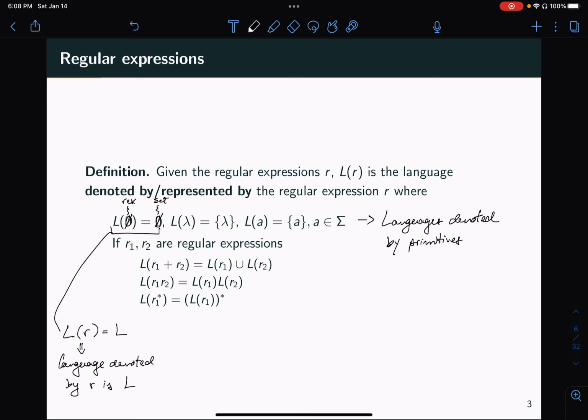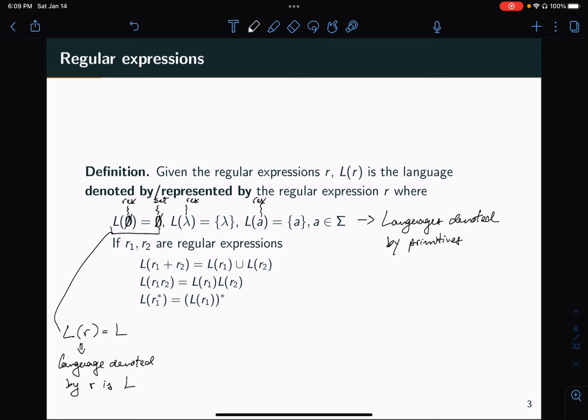Then a similar idea applies to lambda. So L of lambda, when this is of type regular expression, denotes the set containing the empty string, okay? And then for L of a single letter or symbol, where the type of that letter or symbol between these two brackets is regular expression, what it actually maps to is the language containing that letter, okay?